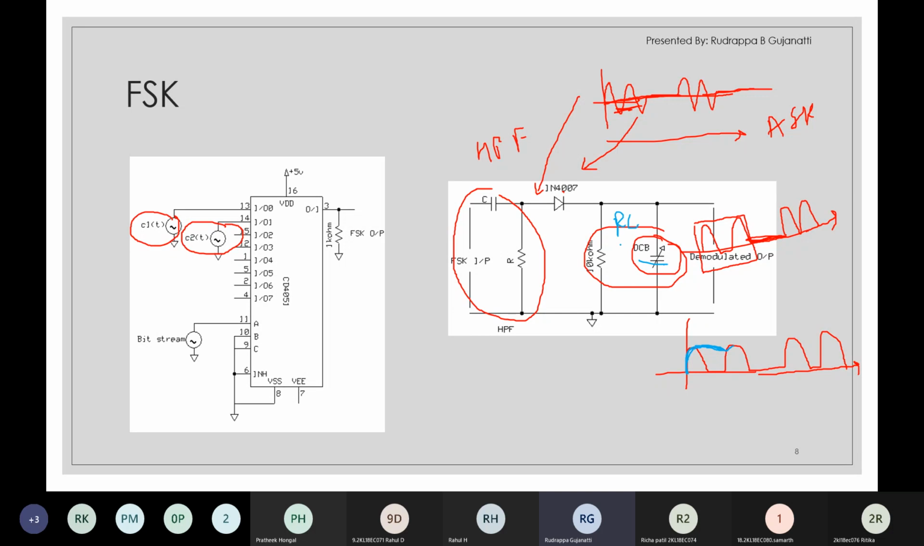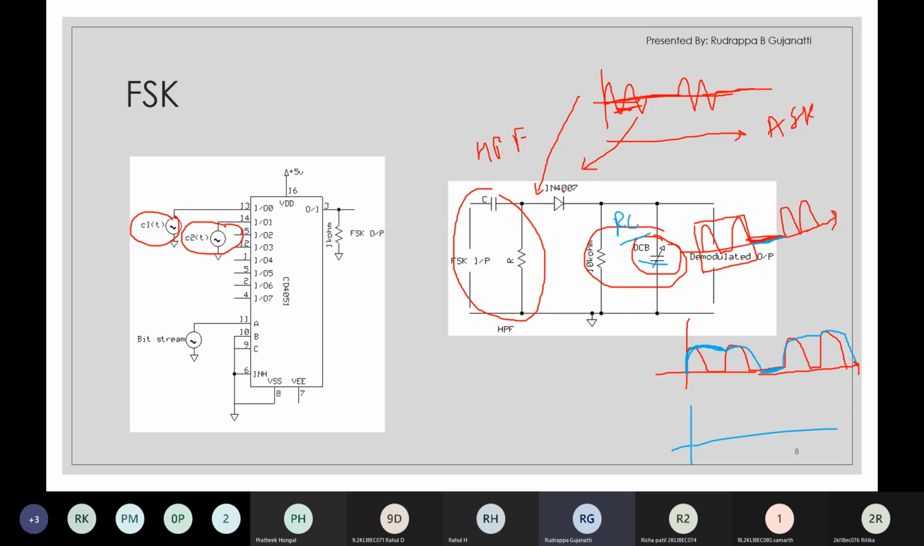But if the RC time constant is controlled properly, then it maintains its value until you receive the next peak. Similarly, in the next one, during this time period it might get discharged completely. That is when the data is zero. So this might again continue and you might get an output waveform which is in this form.